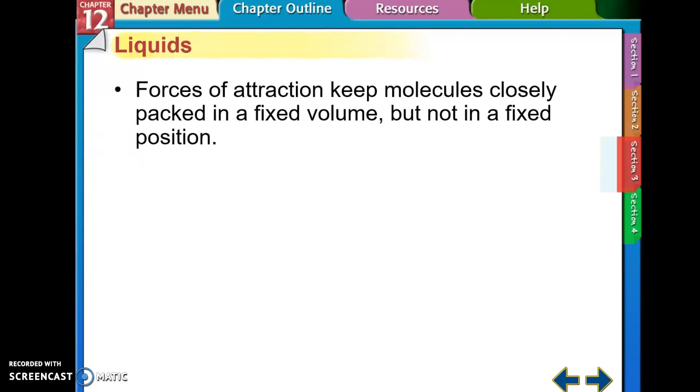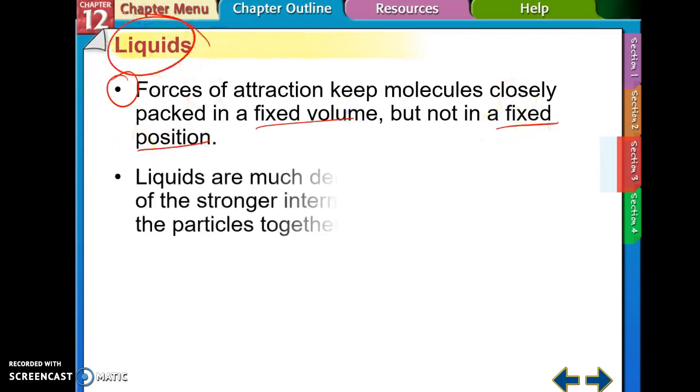The stronger the intermolecular force, the more solid something would be. That's important. I'll say it again. The stronger the intermolecular force, the more solid something will be. So when we're talking about a liquid, it's got more intermolecular forces than a gas does. And that's because they are more attracted to each other. They're going to be closely packed in a fixed volume, but not in a fixed position. So that's for a liquid.